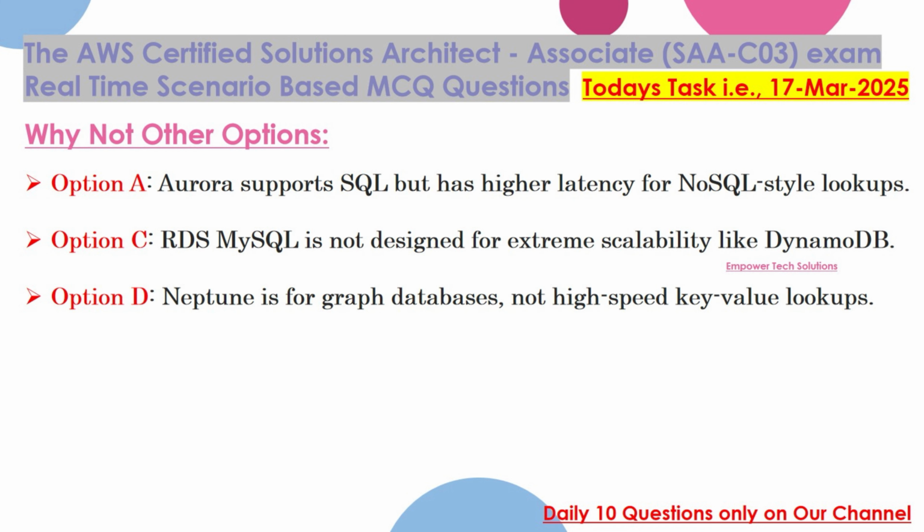Why not other options? Option A, Aurora supports SQL but has higher latency for NoSQL-style lookups. Option C, RDS MySQL is not designed for extreme scalability like DynamoDB. Option D, Neptune is for graph databases, not high-speed key-value lookups.